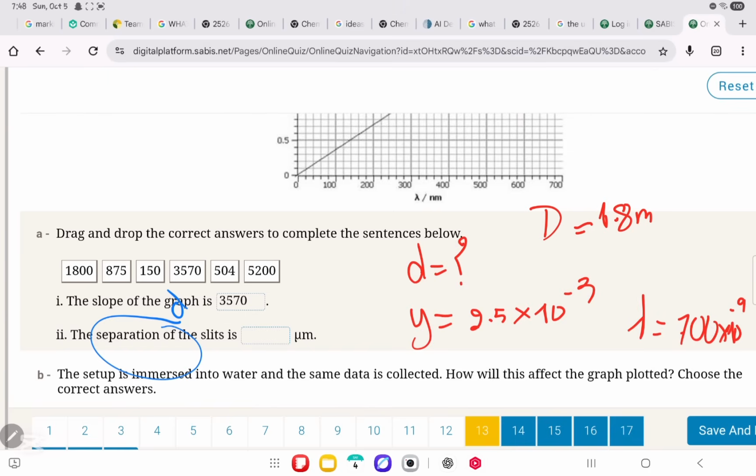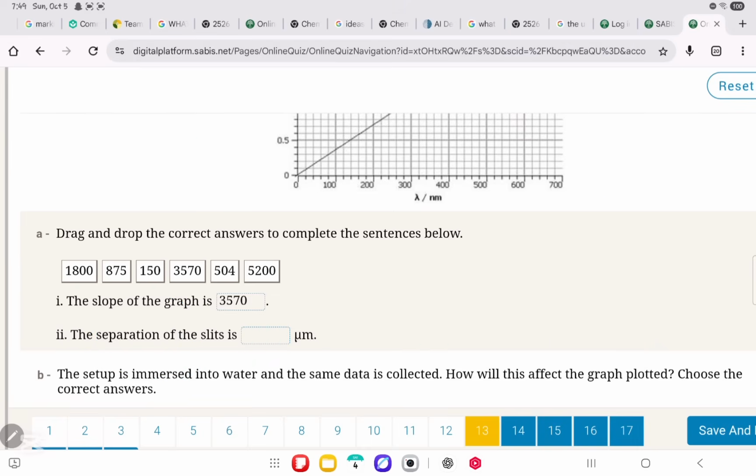Okay, so now what do we do? We use the equation, which is y equals m lambda capital D over small d. M is 1 in this scenario, so we can remove it, and we can swap the places of small d and y, right? So d is equal to lambda D over y. So lambda in this scenario is 700 times 10 to the power of minus 9 times capital D, which is 1.8, divided by y, which is 2.5 times 10 to the power of minus 3. And this will yield us an answer, of course, in meters. You need to change it into micrometers, and this will yield us an answer of 504 micrometers.